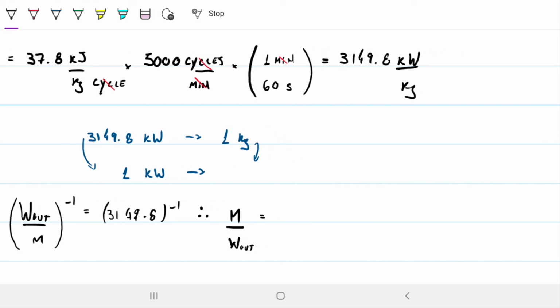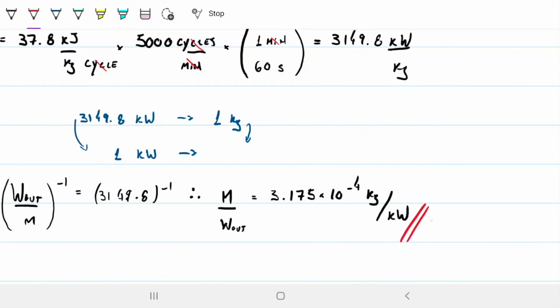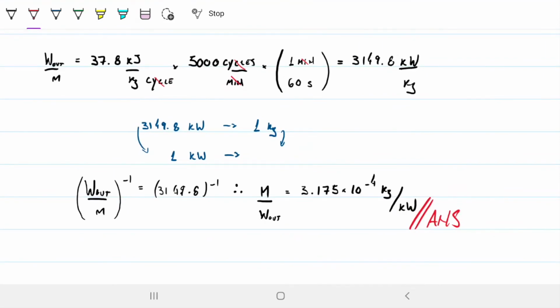And this is 3.175 times 10 to the minus 4. Units obviously flipped as well, so this is the amount of kilograms that I need for 1 kilowatt. And that's the answer for A. Cool. Now that we have that, we can move on to B.